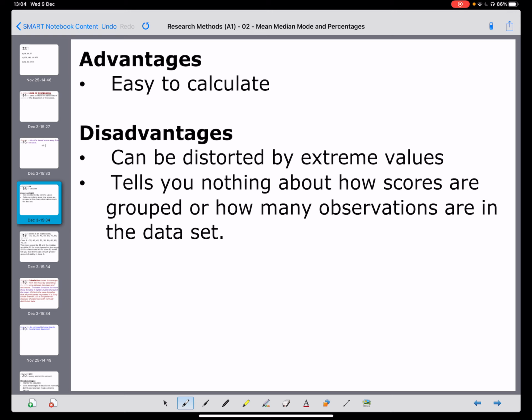There's no real difficulty in this. However, the disadvantage is, once again, extreme scores are the thing that work against us. And also, it doesn't really tell us much about how the scores are actually grouped. So those are the measures of dispersion, and that was about spread. This is looking at how far apart the biggest and the smallest are, but nothing about the in between. So that means we have to look for something else.